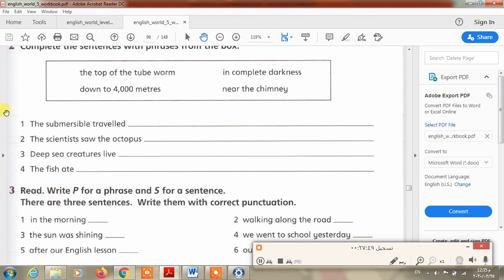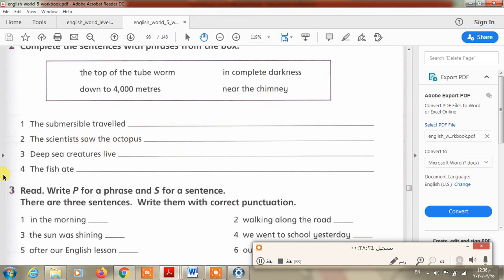Number 1, the submersible traveled. The right answer is down to 4,000 meters. The submersible traveled down to 4,000 meters. Number 2, the scientists saw the octopus. What do you think? Near the chimney. The scientists saw the octopus near the chimney.